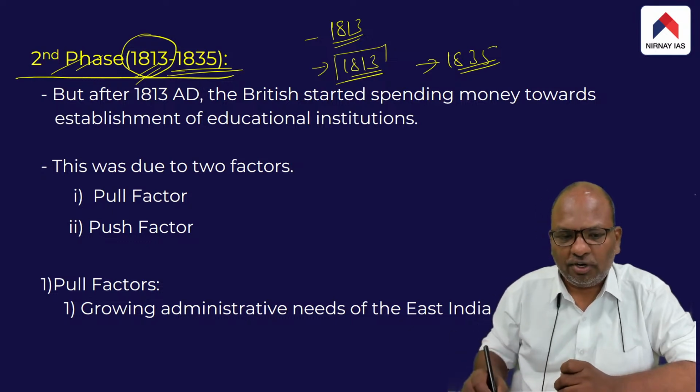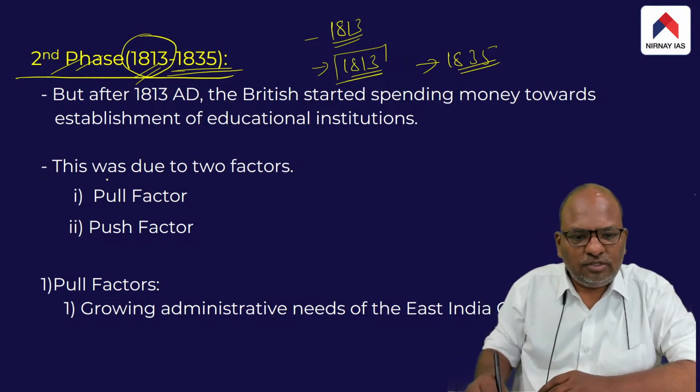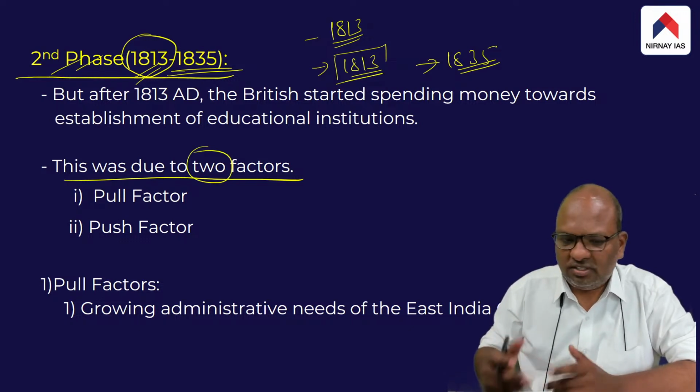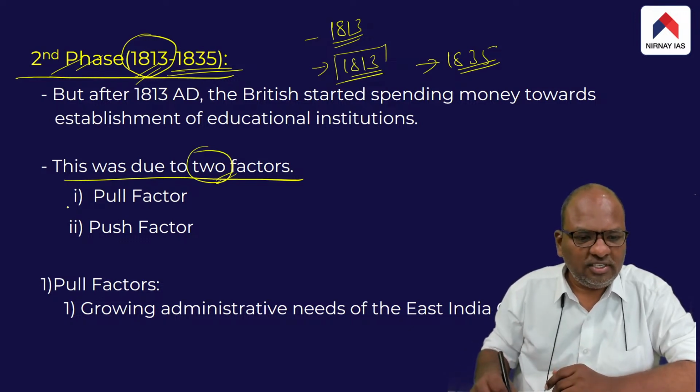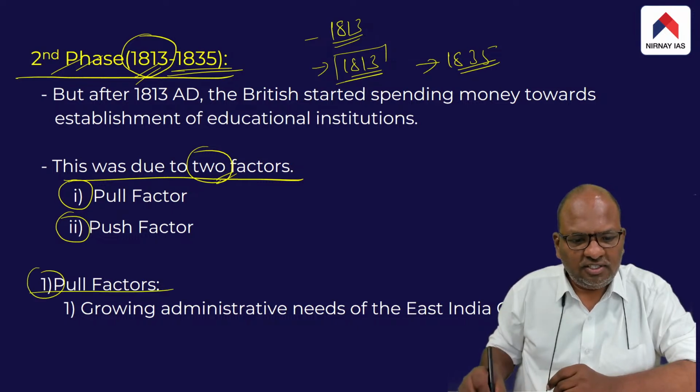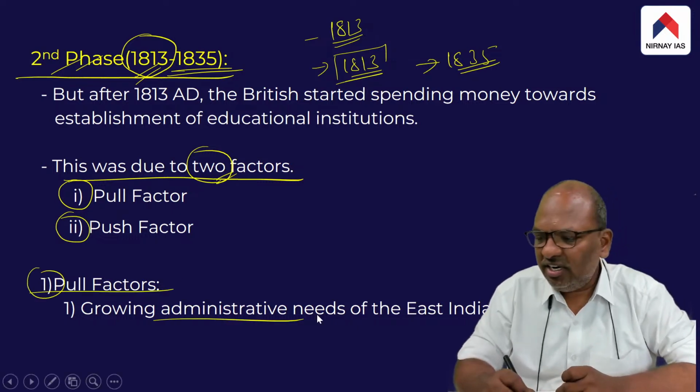Let us understand the point. The British started spending money for 2 main reasons. One we call the pull factor. Second we call the push factor. Pull factor is the growing needs of the East India Company.